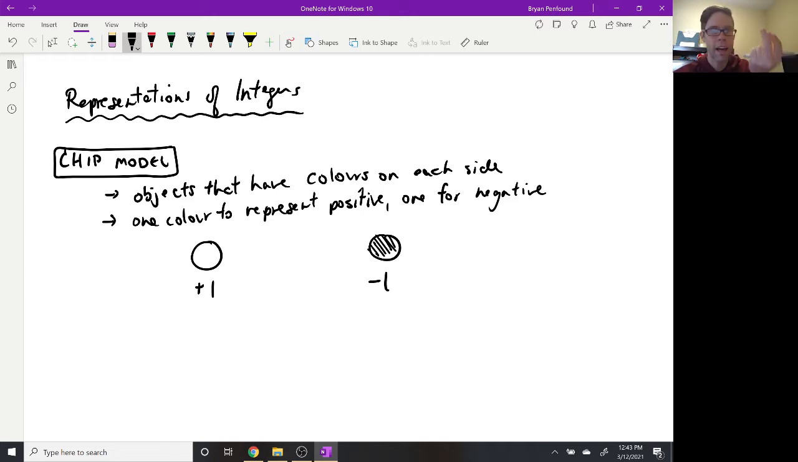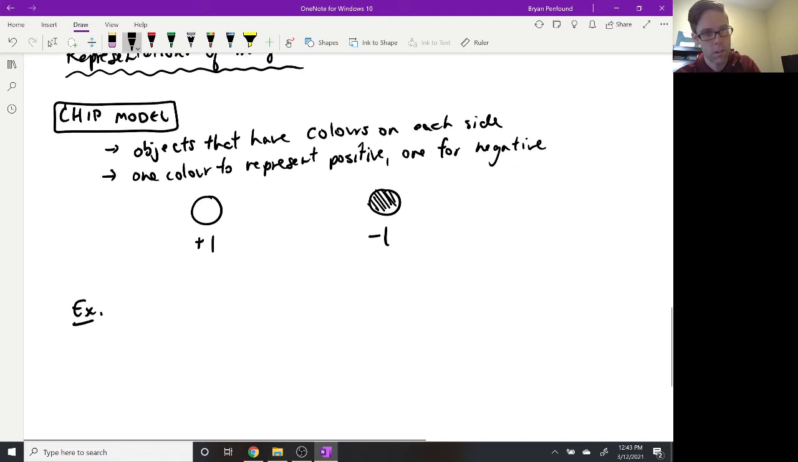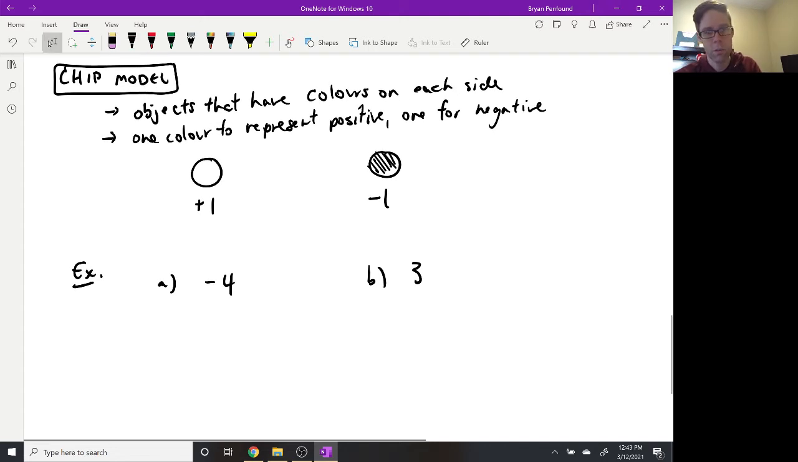Realistically, in real life, I'd have an object that I could flip over to represent these plus or minus ones very easily. So if I wanted to represent some integers, I could do the following. Let's do a couple of examples. Let's do A, -4, and B, +3. I think you guys will probably get the idea here.